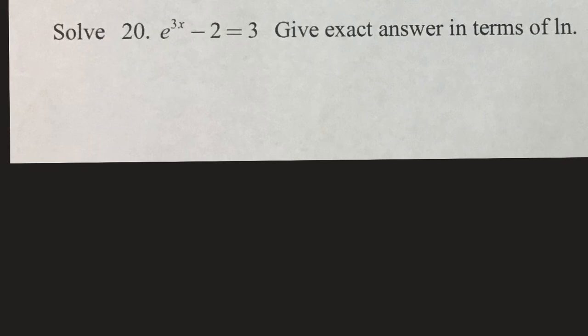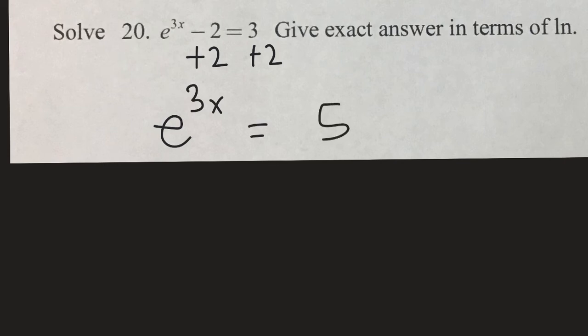So let's do it really easy. Let's do our elementary stuff first, which would be adding 2 to both sides. Nice. We always try to do addition and subtraction before multiplication, before all those other upper division type of equations. So e to the 3x equals 5. Now we have a true exponential equation.